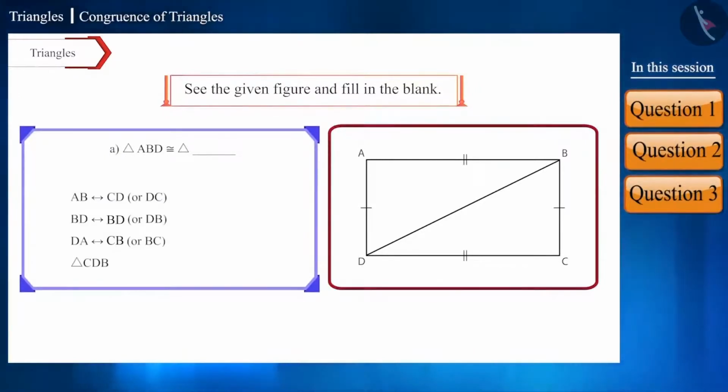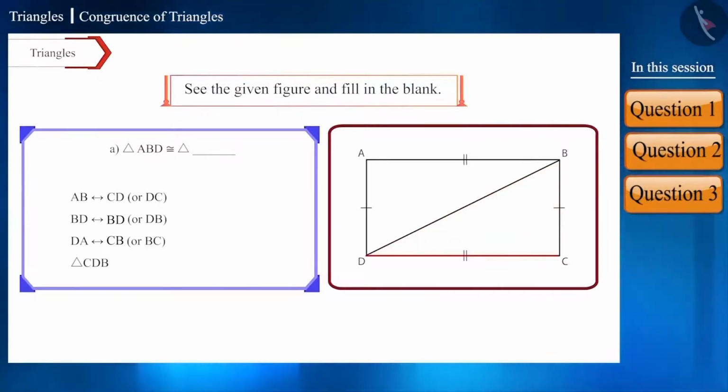Now, look at the figure and tell which side is congruent to side AB. That is, the side CD or DC. Similarly, moving forward in the same order, BD will be congruent to BD, or it can also be called DB, and DA will be congruent to CB or BC. Similarly, we got the name of the second congruent triangle as triangle CDB.